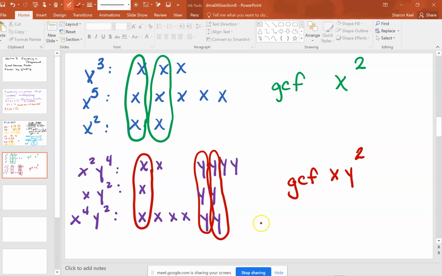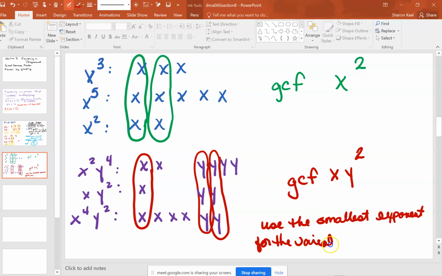Just keep in mind, you're going to use the smallest exponent for the variable in the common factor. It can't be the largest one because this had like 4 x's, so x to the 4th is not in common for them all. The most that they all can have in common is that single x. Here, 2 of them have only 2, so that smallest exponent is what you're going to utilize.